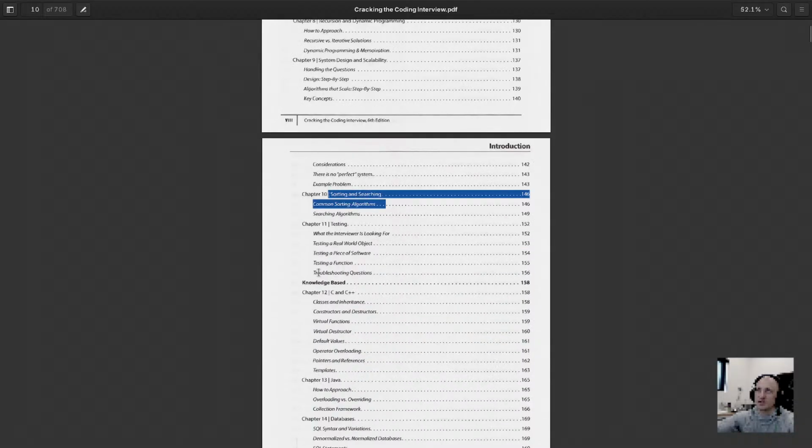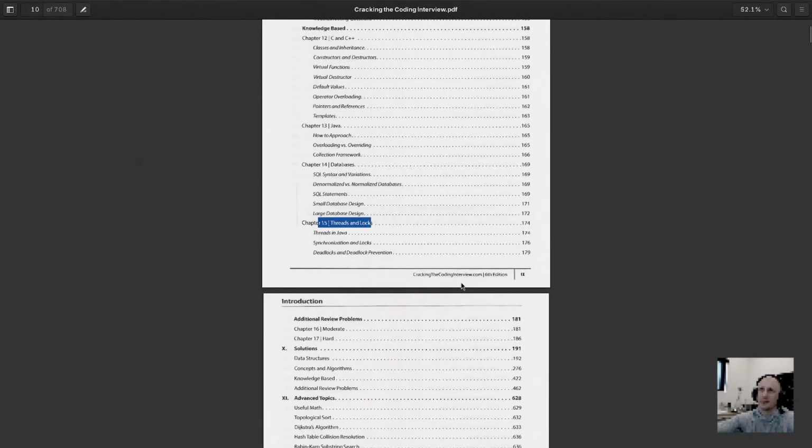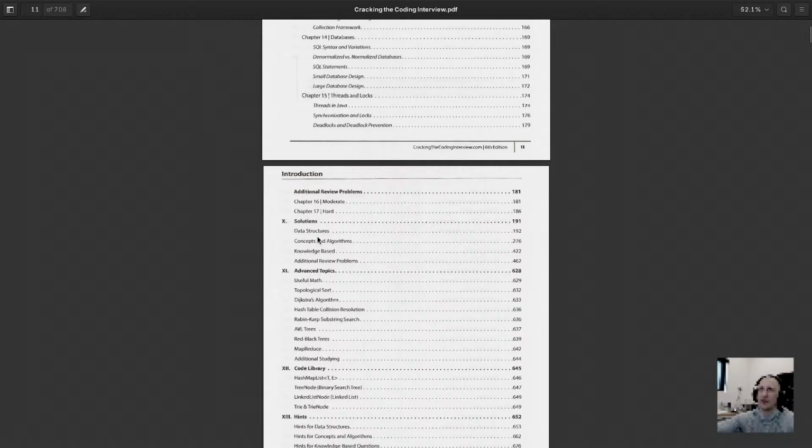Sorting and searching, testing, knowledge base, C and C++, Java, databases. Some of these things you're probably just not going to be interested in. They're not relevant to your interests or the pursuits that you have in your career, and you can just skip over those. Don't feel guilty about skipping over stuff. You've got to focus in on the stuff that's important. So maybe databases are important for the thing that you're doing, and maybe threads and locks are totally not important. And then they have solutions in the back of the book.